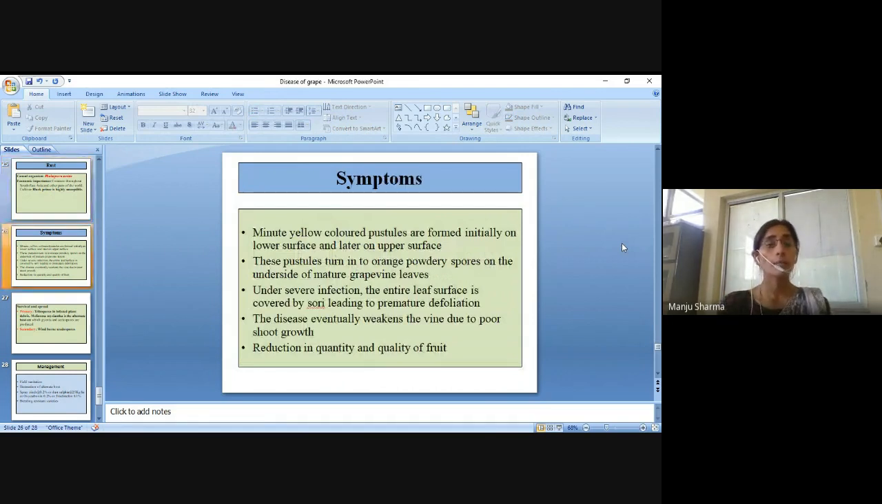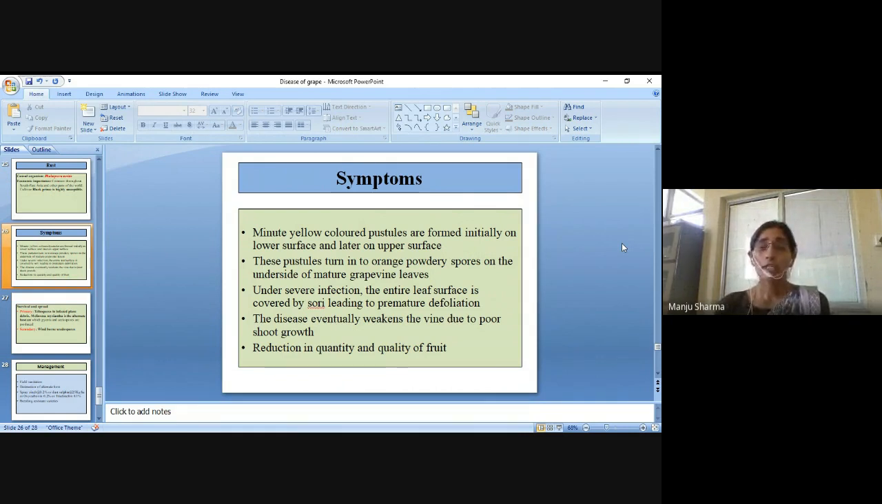Symptoms are like minute yellow colored pustules, which are formed initially on the lower surface and later on the upper surface. These pustules turn into orange powdery spores on the outside of mature grapevine leaves. Under severe infection, the entire leaf surface is covered by spores, leading to premature defoliation.